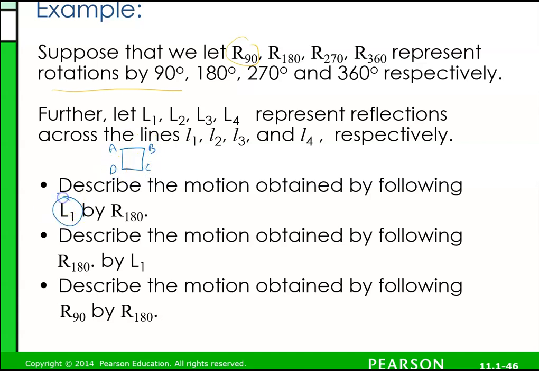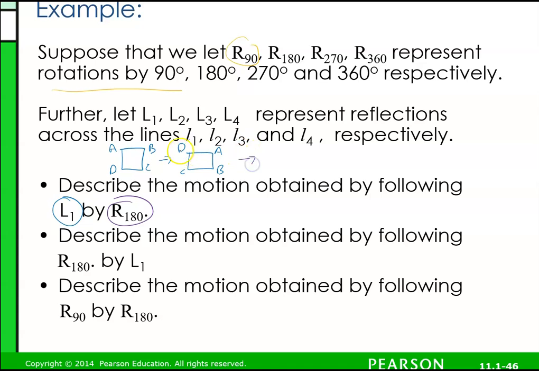And I'm going to first apply the symmetry L1. Again, that was the vertical. That gives me, again, a square. But now A takes the place of B, B takes the place of C, and so on. Just keep moving that along. Let me switch colors again. Now I'm going to do R180.